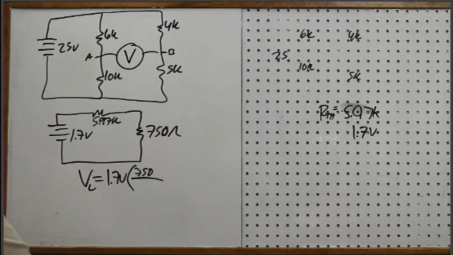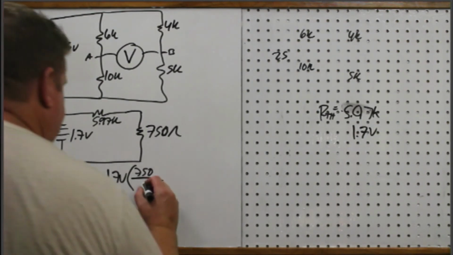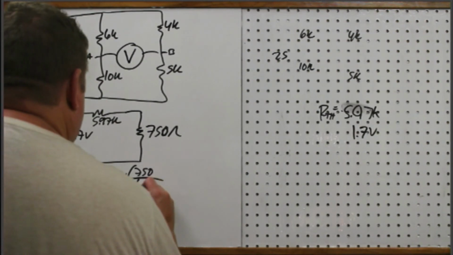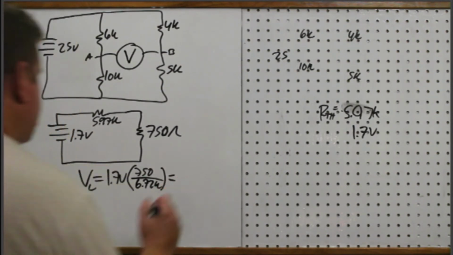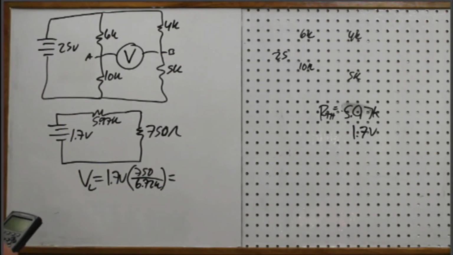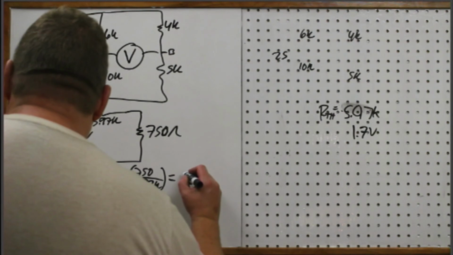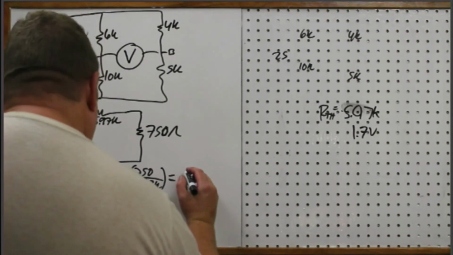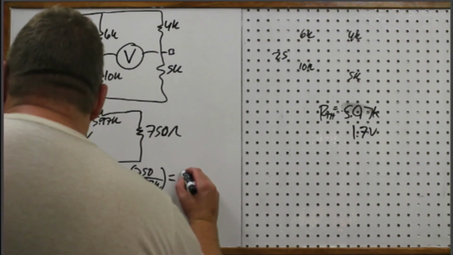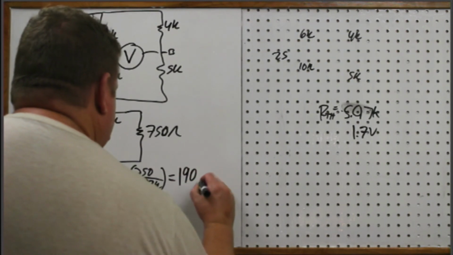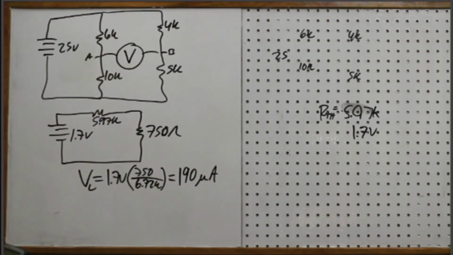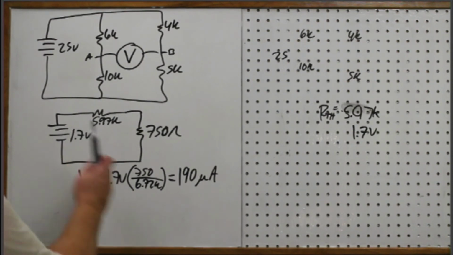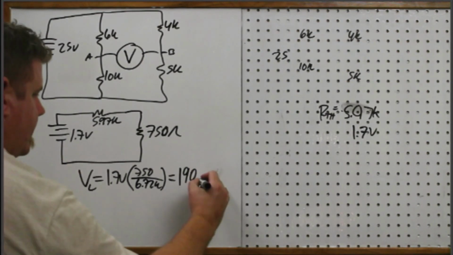I don't want to have to do the math in my head. It's too late at night here. 6.72. Okay. So 1.7 times 0.75 divided by 6.72, and I get 190. 190 milli? 190 micro. Okay, because you see here, I'm sorry, millivolts, not micro. What am I doing? Millivolts.